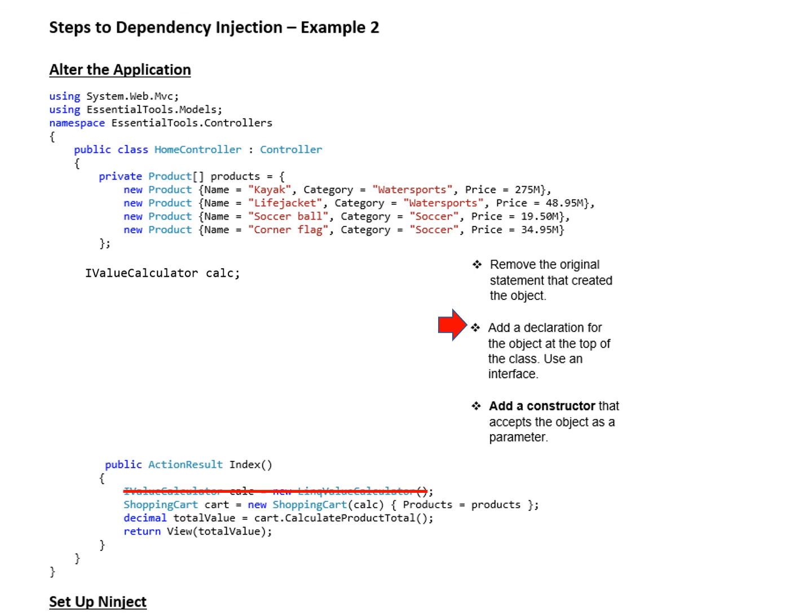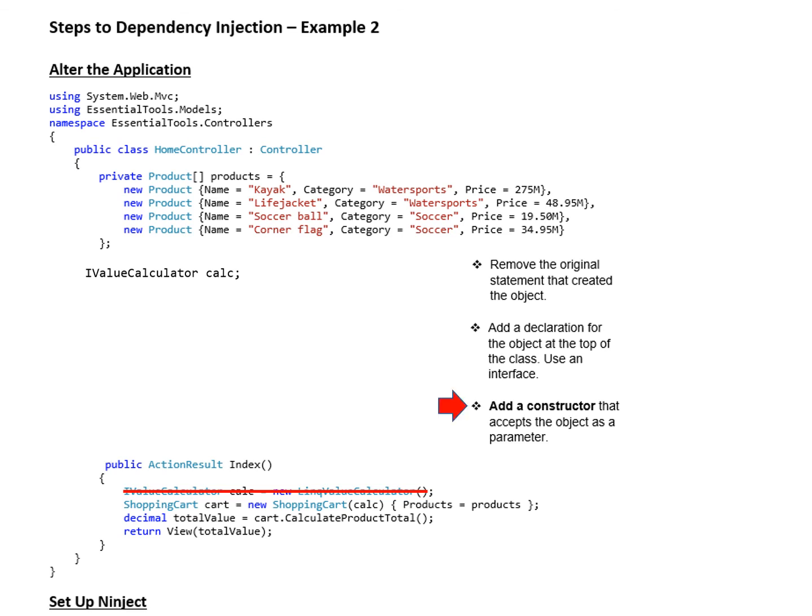Now the next step is to add a constructor that accepts the object as a parameter. Remember that what we got rid of was this line that involves calc. We need to somehow set calc equal to something so that it can be used, because later in index we're talking about this thing called calc. So we need to set up our constructor so that after the statements within the constructor are run, there is this object called calc that can be used and referred to later.